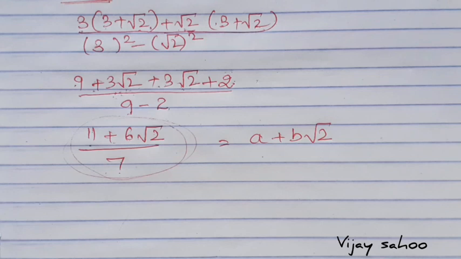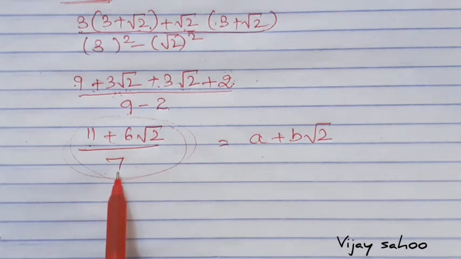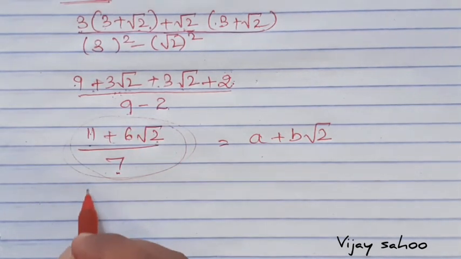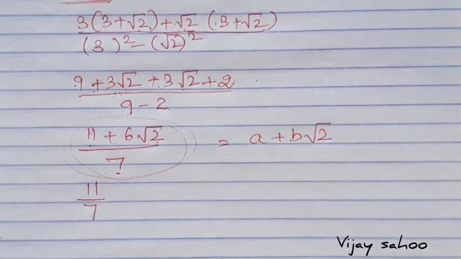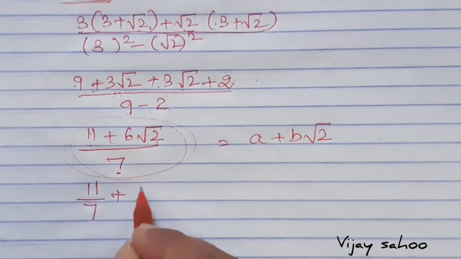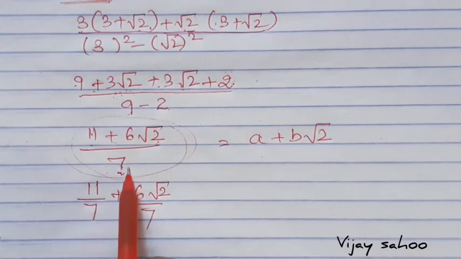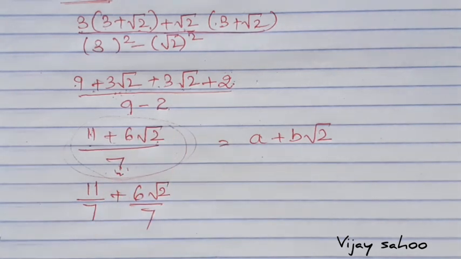So first of all, in this type of question, after doing the rationalization, we'll always split the denominator. It means we know that this 7 is for 11 also, and this 7 is for 6 root 2. So what we'll do, we'll write it in this way: 11 by 7 plus 6 root 2 by 7. What I did, again I'm repeating, I have split the denominator: 11 by 7, 6 root 2 by 7. Why did I do it? Because I want to find the value of a and b.